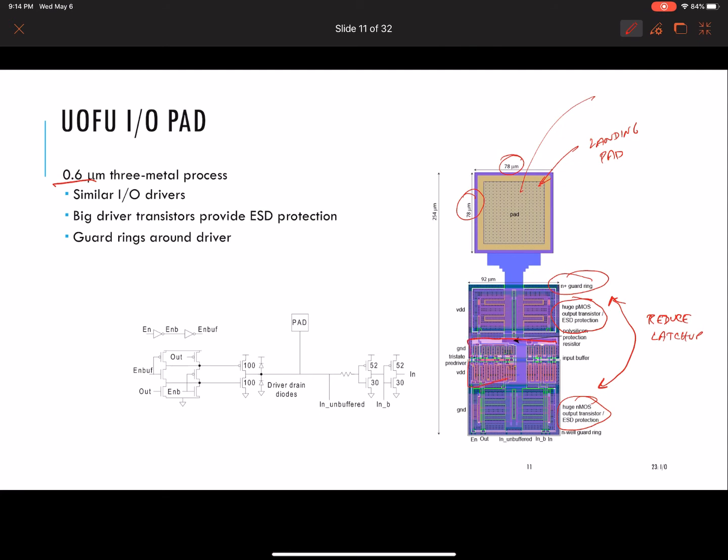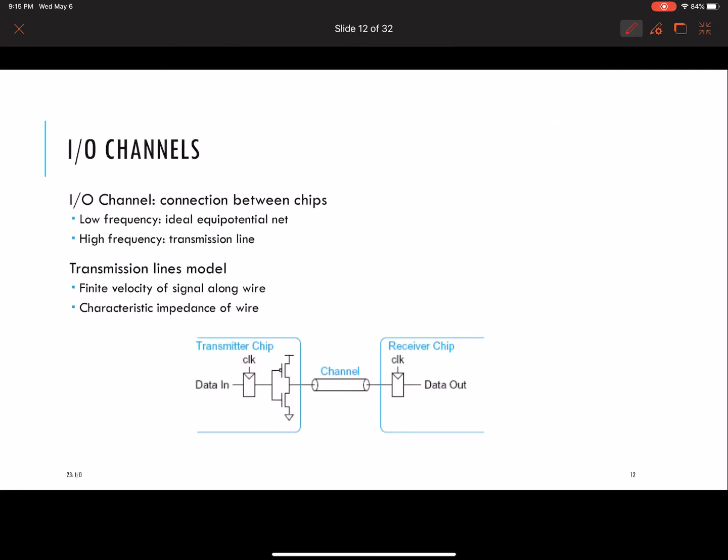Here's your input buffer. And again, you've laid this out so your next pad could be sitting here and its VDD is going to be touching the VDD of this pad, its ground, its VDD, its ground, so that you don't have to worry about wiring these things up. Okay. All right, so those are the different flavors of pads.